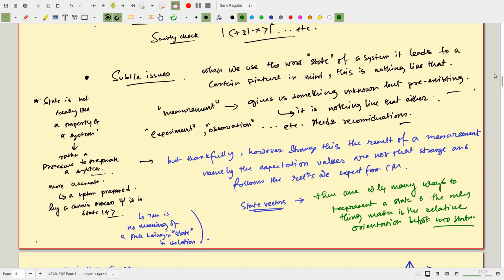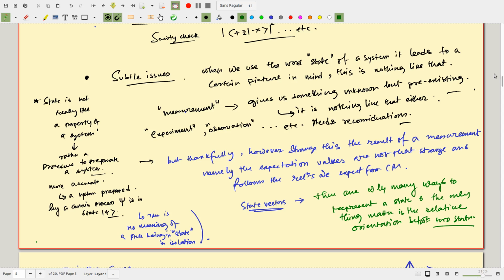Okay. Now there is some subtle issue which came out from this discussion, which I want to point out, and this subtle issue is basically what it really means by the word state in the context of quantum mechanics. Normally when we use the English word state, it represents a picture: a system is in some state, and when you perform a measurement you get to know what that state is.